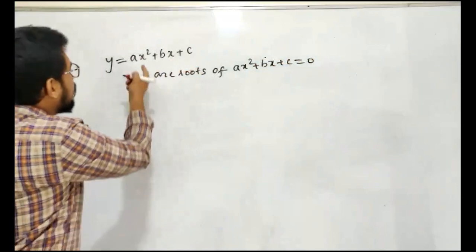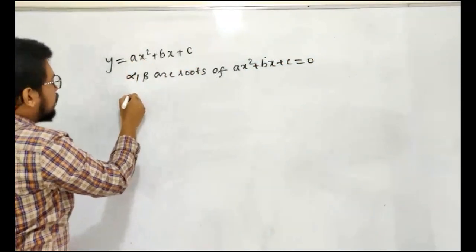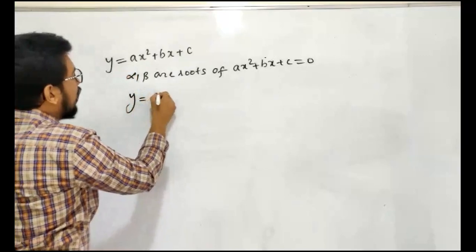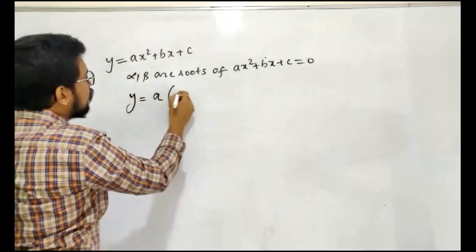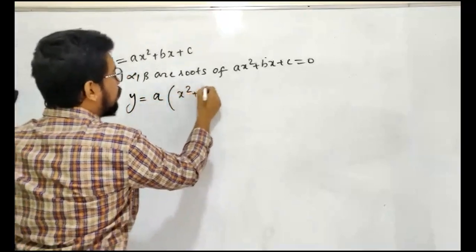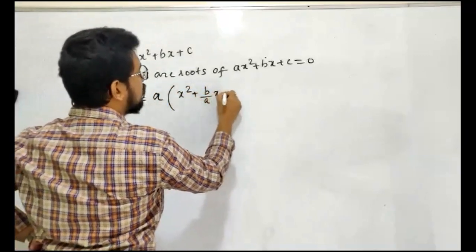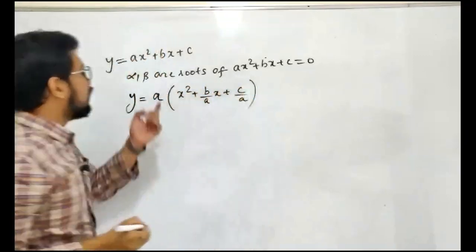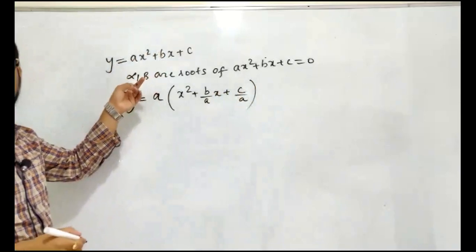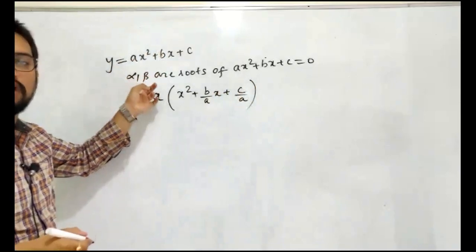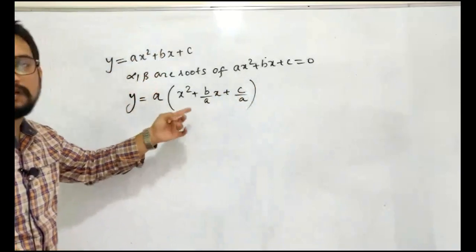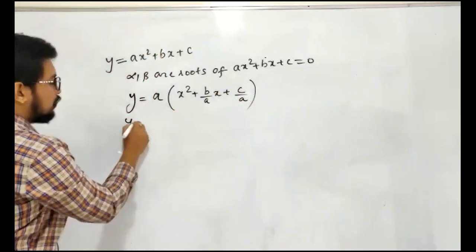What I'll try to do here is that I'll get something like this. y is equal to a into x square plus b by a into x plus c by a. There is a proof for finding the roots of this quadratic, and that is the procedure which we follow here.